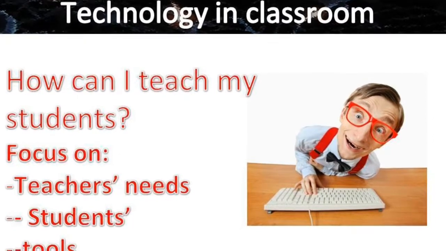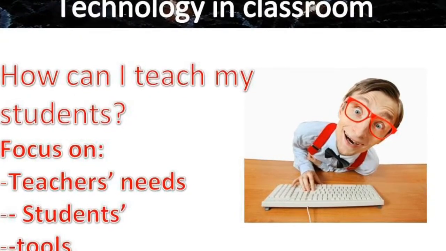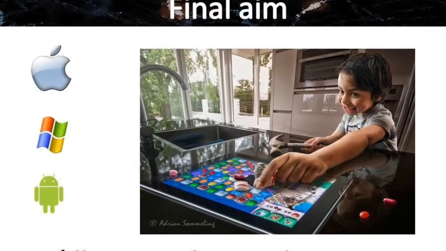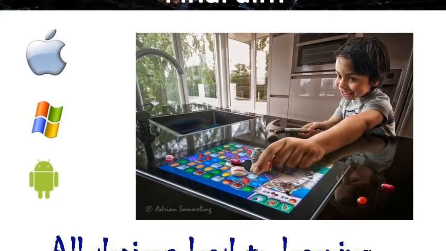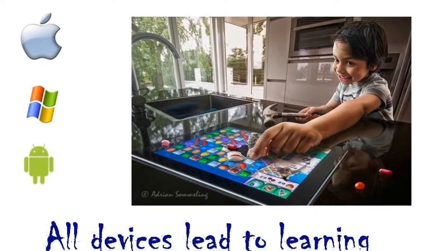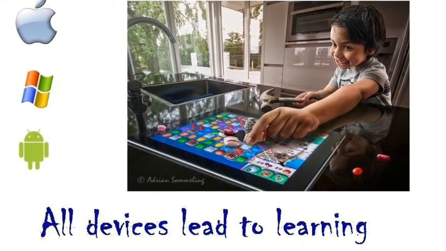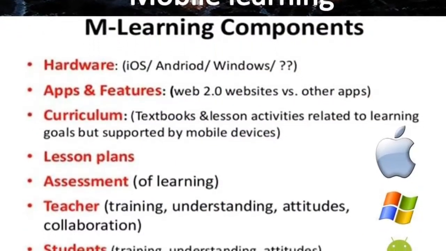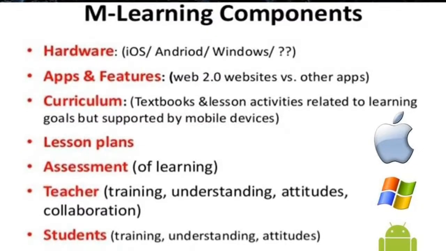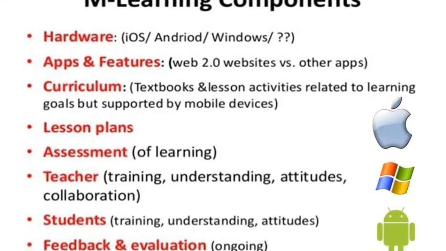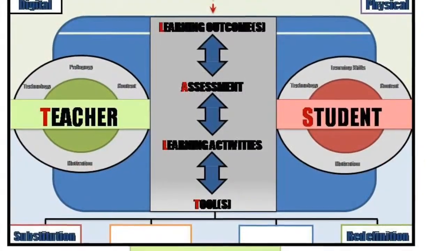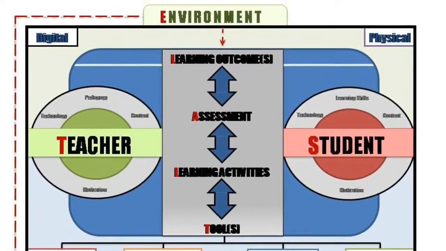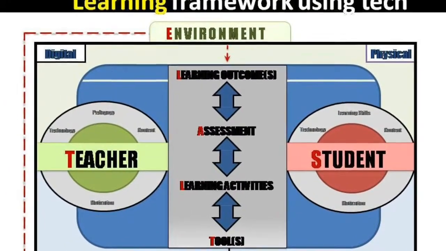Technology in the classroom focuses on teachers, students, tools, and the environment: parents, classroom, technology. So the final goal is that all devices lead to learning. Learning has some elements like hardware, apps, curriculum, lesson plans, assessment, teachers, students, and feedback. Here we have a chart composed of teacher and student, and in the middle, environment and tools.